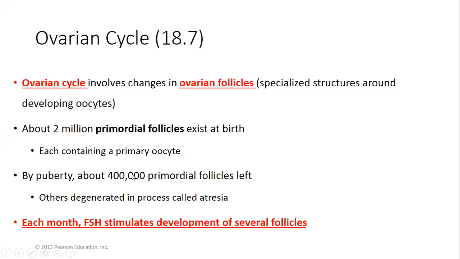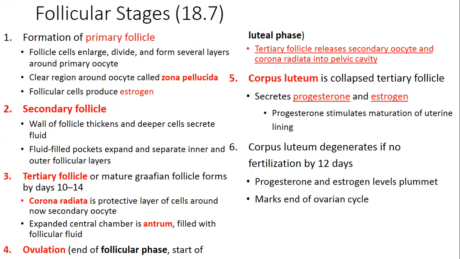By puberty, there are 400,000 primordial follicles. Each one of them contains a primary oocyte. The others have degenerated in a process called atresia. So if something becomes atretic, it's just dying off. Each month, follicle stimulating hormone, FSH, stimulates the development of several follicles, not just one, several. And basically, here's what happens.